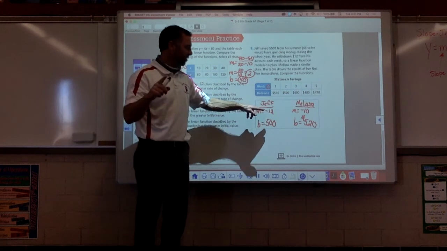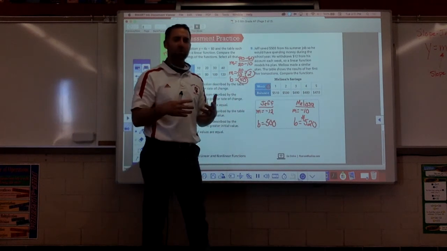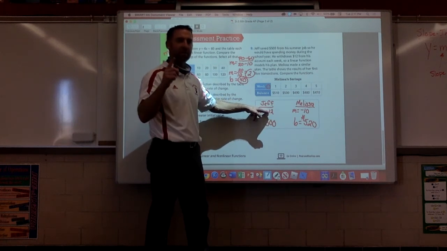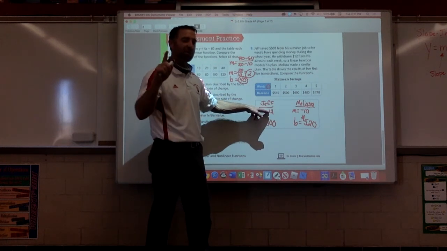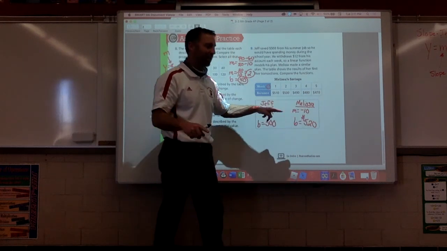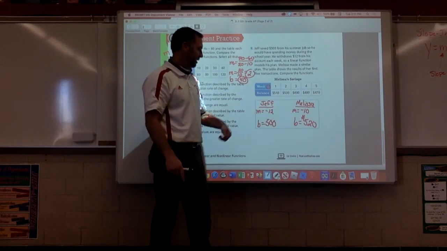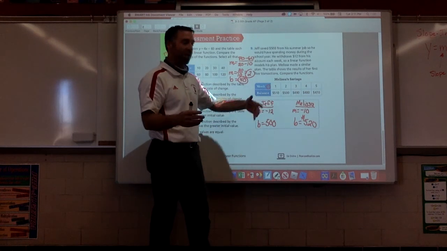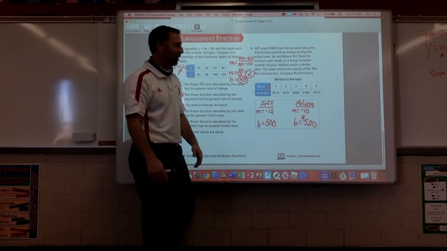With that being said, which one has a greater rate of change? Jeff, even though his number is less, who's taking out more per week? Okay? Jeff is. He's taking out $12 per week, greater rate of change, even though negative 12 is less than negative 10. He is taking out more. Who had a greater initial value? Who started with the most money? Jeff? No, because Melissa had 520 bucks.